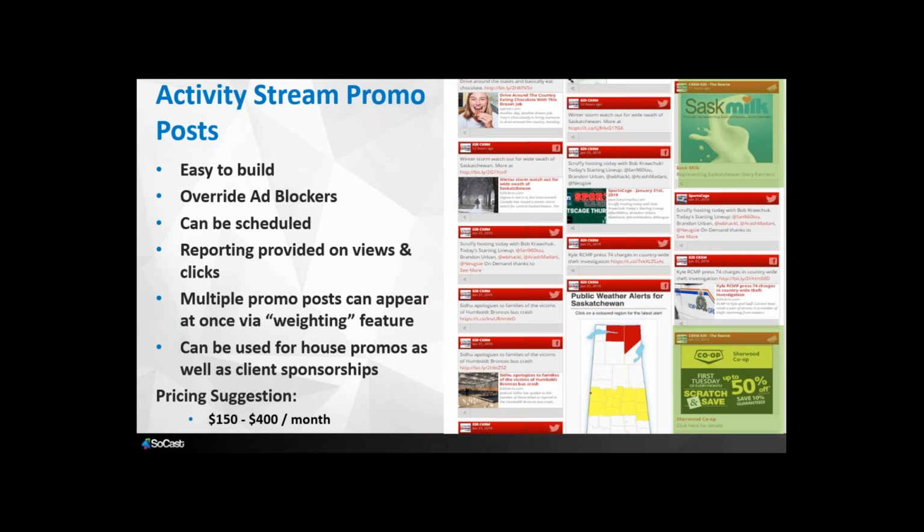And the great thing about these, the most important thing, is that these are a great way to override ad blockers, because ad blockers don't pick these up. So these can be scheduled and weighted, so you can have as many as you want interspersed throughout the SOCAS activity streams. On the back end of the SOCAS activity stream, you can get a report on views, clicks, and impressions for those ads. And these range in price anywhere from $150 to $400.